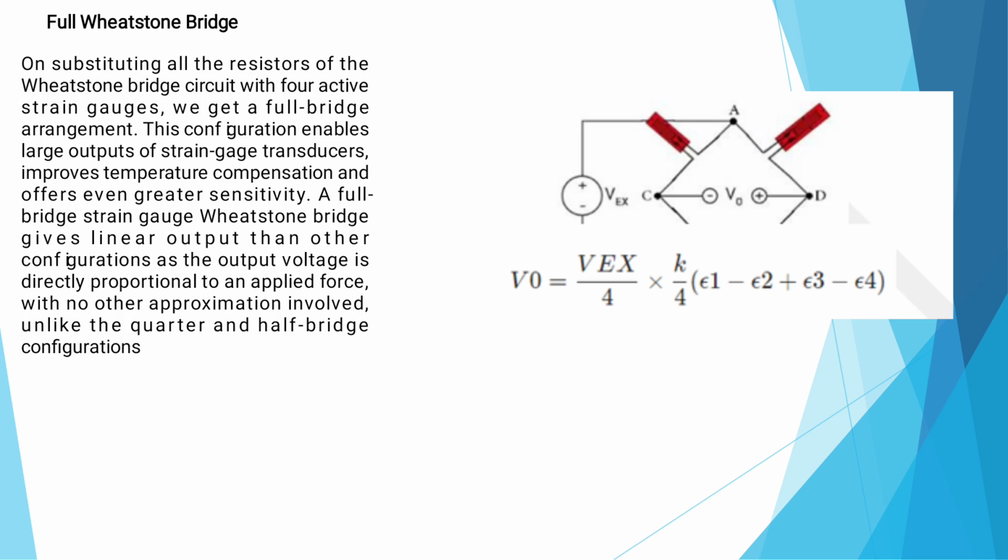And the next one is the full Wheatstone bridge. In this arrangement, all four standard resistors are completely substituted with active strain gauges. This full bridge configuration enables the maximum possible voltage output for a transducer, significantly improves automatic temperature compensation, and offers the highest sensitivity of all configurations. Crucially, a full bridge circuit delivers a highly linear output because the output voltage is directly proportional to the applied force, with absolutely no mathematical approximations or assumptions required.